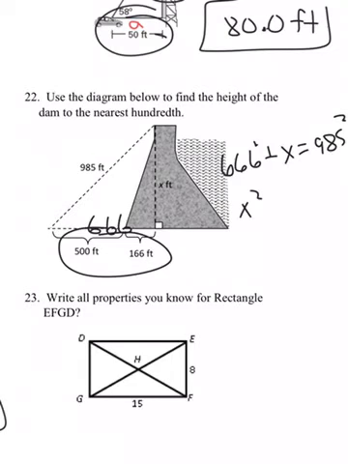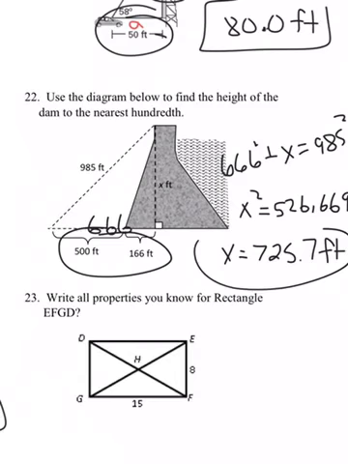So let's say that 985 squared minus 666 squared is 526,669. Square root of 526,669. And the height is 725.7 feet.